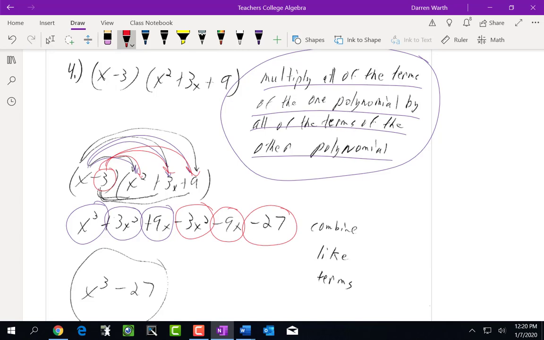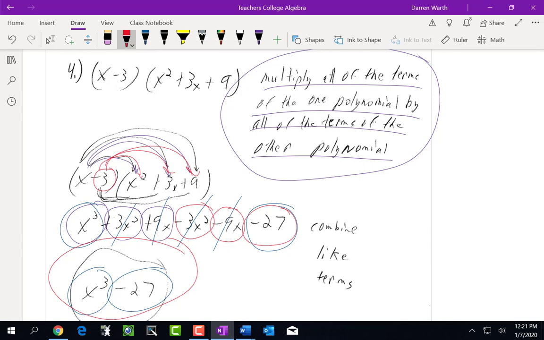So now that I've gone ahead and multiplied all the terms of one polynomial by all the terms of the other polynomial, all I have to do is just combine my like terms. So combining my like terms, notice nothing to combine this x cubed with, so I'm just going to go ahead and write it down. So here's my x cubed, so nothing to combine with, I get x cubed. My 3x squared and negative 3x squared cancel. I have a 9x and a negative 9x, they also cancel. And nothing to combine with the negative 27, so I just go ahead and write it down. So there's my answer, x cubed minus 27 when I combine my like terms.